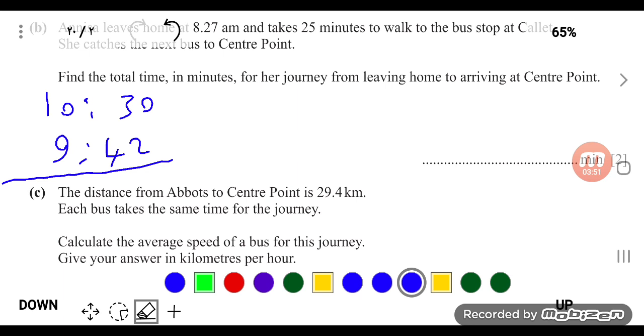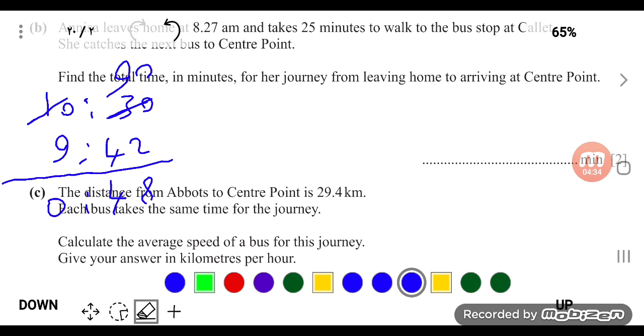So how do you subtract this? 30 minutes minus 40 minutes cannot be subtracted. That's why you need to do trading. So you take 1 hour from here and give it to the minutes. Instead of 30, now you have 90. So 90 minus 42, you get 48. And 10 minus 9 becomes 9 minus 9, 0. So the journey took her 48 minutes.